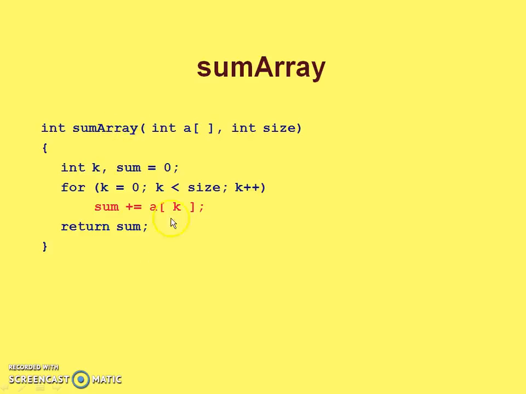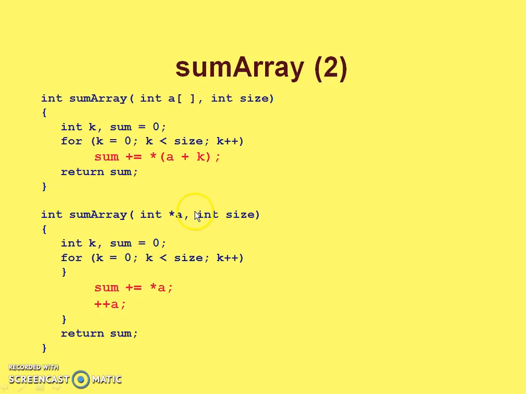Now see here. Here the array is taken as the formal argument, and this is how you are able to sum up the contents of the elements of the array. This is how you are finding out the sum of the elements of the array. The same example, here you are finding the contents of the array by using the pointer notation: sum = sum + *(a + k).